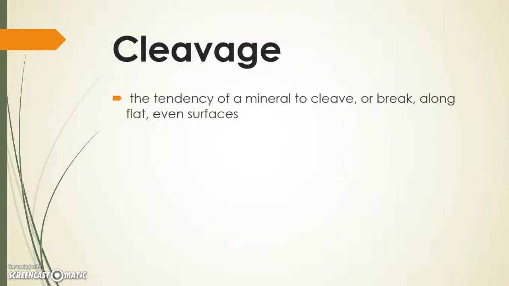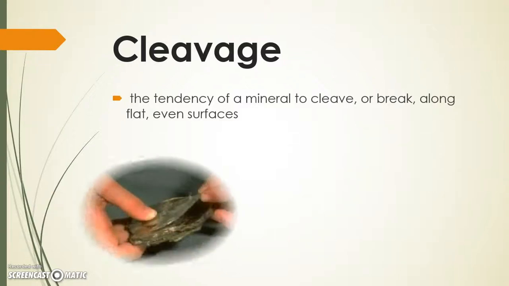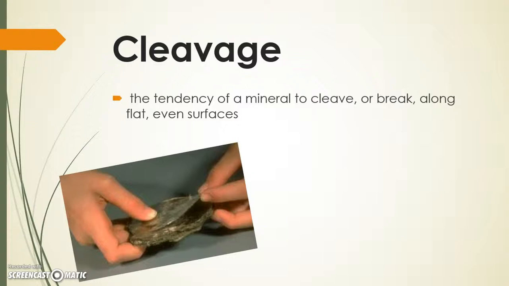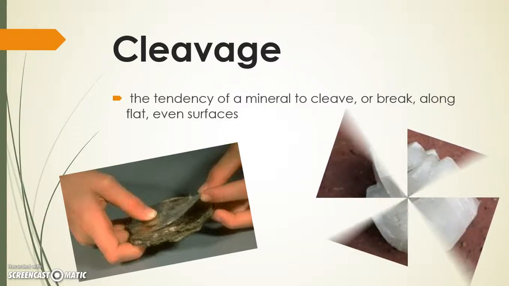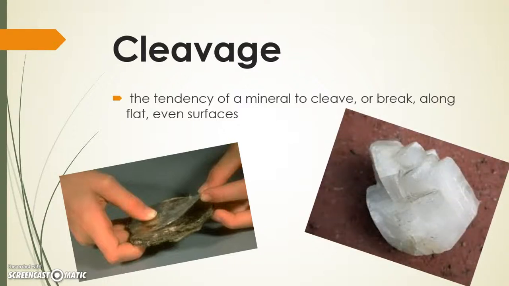Another property is what we call cleavage, and this is how a mineral cleaves or breaks in flat, even surfaces. So think about mica. That's going to cleave into flat, thin pieces or sheets as it pulls apart. Other things might be calcite or halite. One of those where you break it, it cleaves off into these specific shapes. So it could be a cube, it could be a hexagonal shape, something like that.